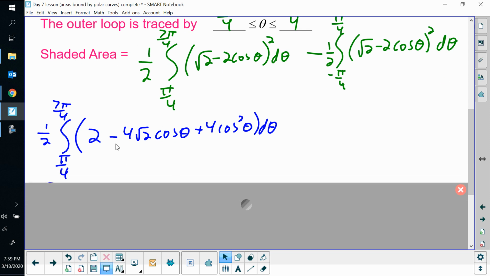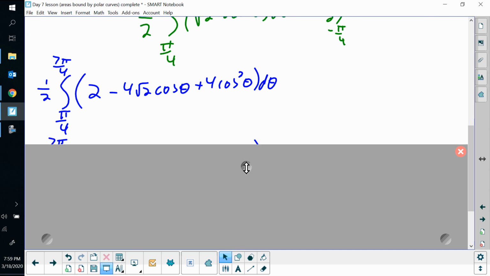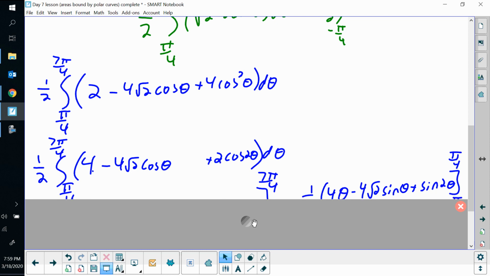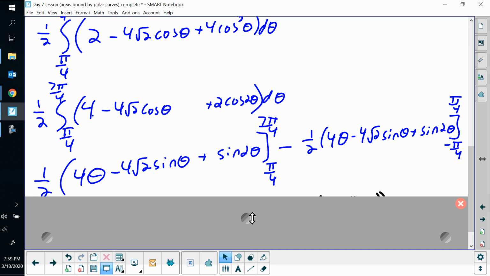So we get 2 minus 4 square root of 2 cos theta plus 4 cos squared theta when we multiply it all out. We're going to have to do our substitution here with the cos squared theta, but it's going to get multiplied by 4. So remember, this is going to be 1/2 plus 1/2 cos 2 theta. When you distribute the 4, the half times 4 will give you a 2, which combines with this 2 to give us 4. And then the 1/2 cos 2 theta will get multiplied by 4 to give us a 2 cos 2 theta. And we'll again have that for both of them.